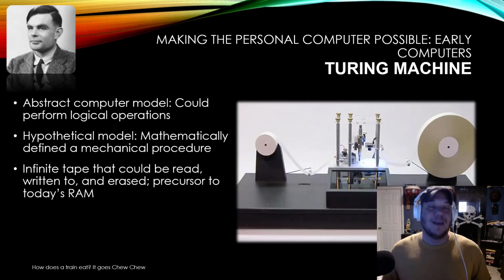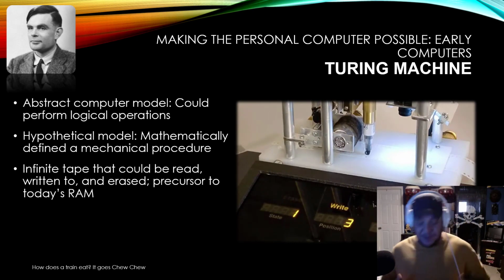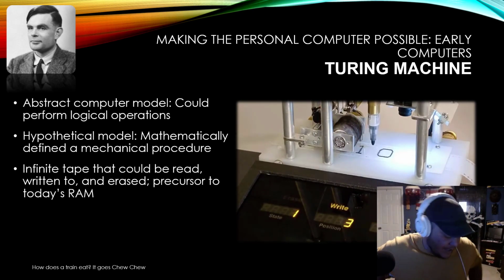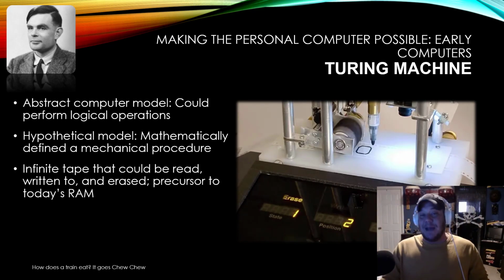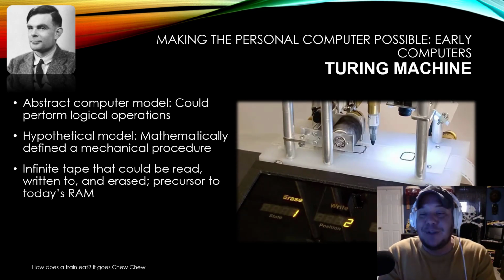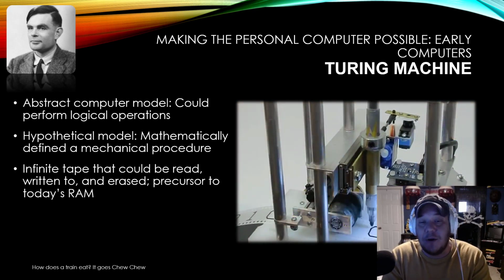Now, after Herman, we have Alan Turing. Alan Turing is a personal fan favorite of mine. I get a little bit fanboyish over him. Alan Turing was a British mathematician. He created an abstract computer model that can perform logical operations. It was called the Turing machine.